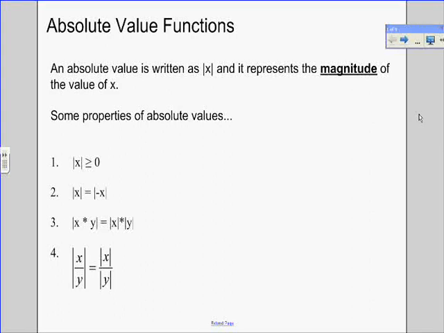So our video today is on the properties of absolute value functions. First thing to know is that an absolute value is written like this, the straight lines around whatever number, and it represents the magnitude of the value of x.